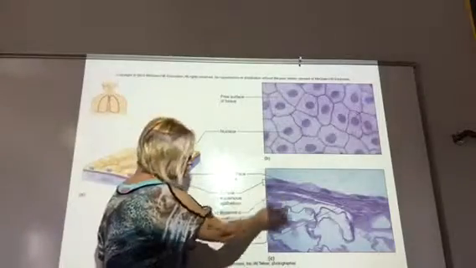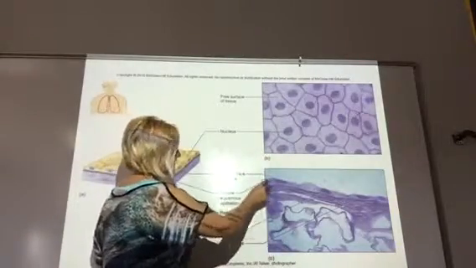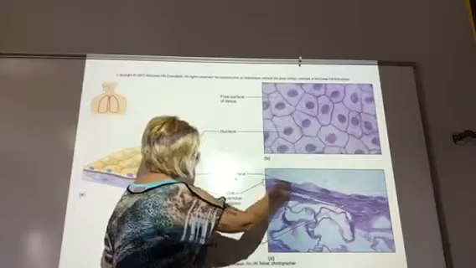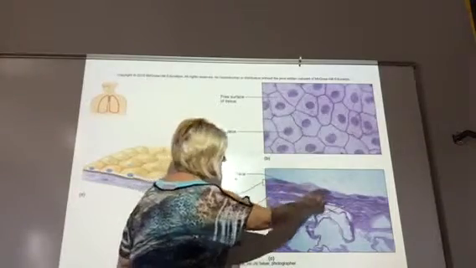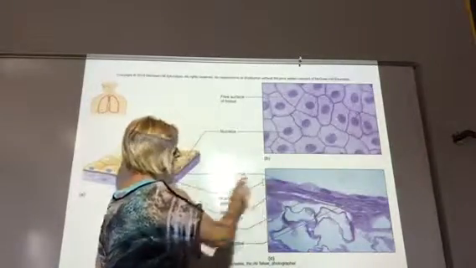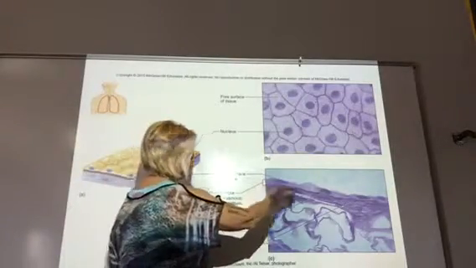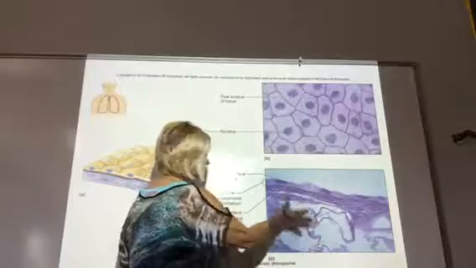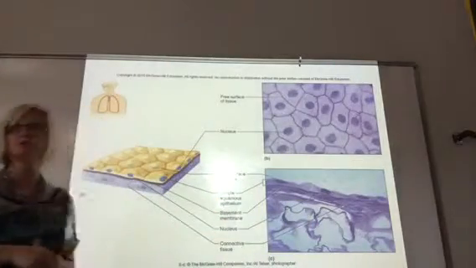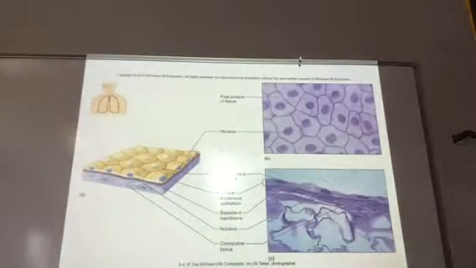So here, if I look at a sagittal cut, this here is my simple squamous layer. Just this thin layer of cells at the top. The basement is this line that you'll be able to see at the bottom, and then there's going to be connective tissue underneath it.